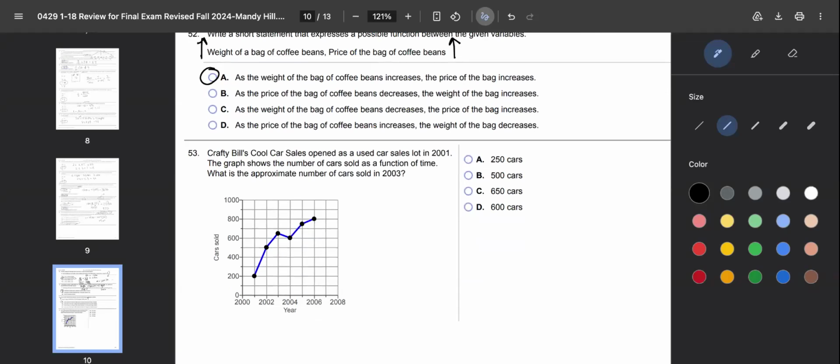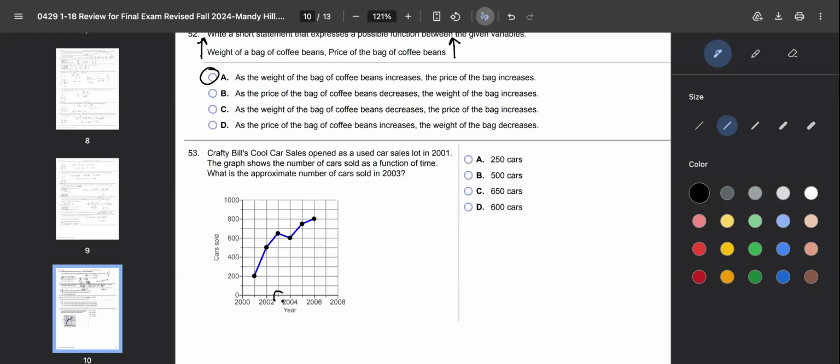This is the last question on this review. I will tell you one other thing, but I will add that in just a second. Crafty Bill's Cool Car Sales opened as a used car sale in 2001. The graph shows the number of cars sold as a function of time. So we've got the time going by on the x-axis and we've got the cars sold on the y-axis. What is the approximate number of cars sold in 2003?